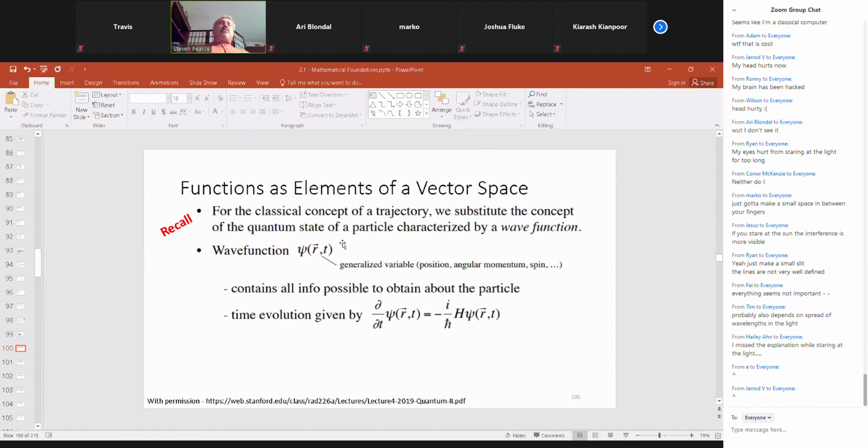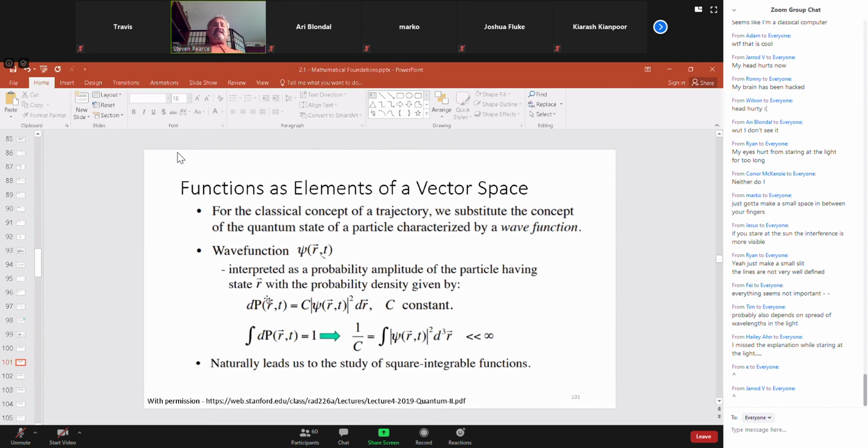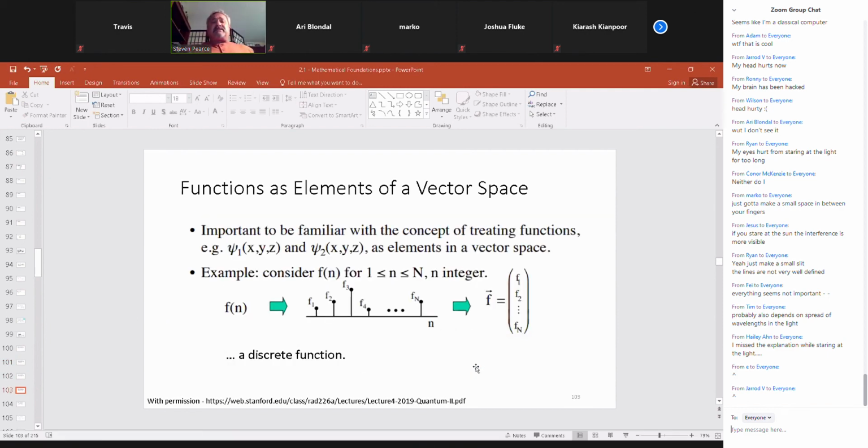We've got this wave function. It contains all the possible information about a quantum particle, and its time evolution is determined as such. We interpret the probability amplitude by a particle having state R with the probability density given by this integral right here, which is square integrable. Being square integrable means we use the L2 norm, as we've talked about before.